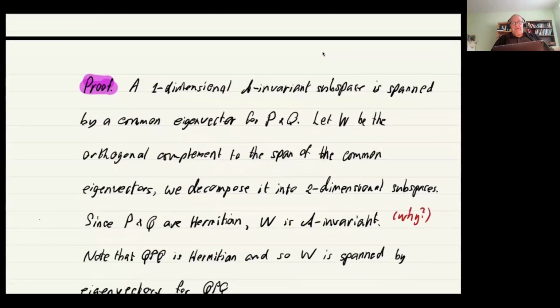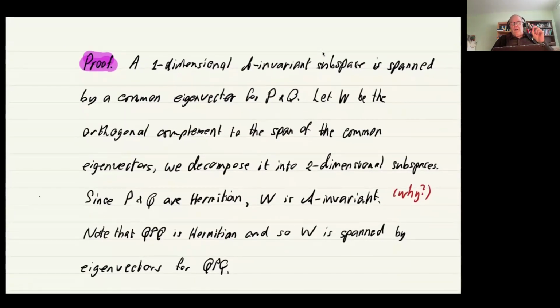So let's start looking at the proof. The first thing is that a one-dimensional invariant subspace is spanned by an eigenvector. In this case, it would be a common eigenvector for P and Q. And there could be plenty of those, okay? So no problem with that. We're going to take all those common eigenvectors and the space spanned by them. Now, if that space was equal to C to the M, we could stop and go for a coffee, but it's not in general.